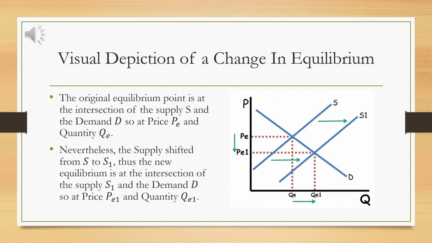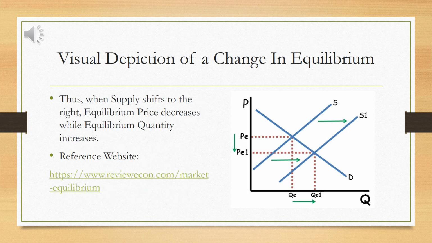Now, the original equilibrium point is at the intersection of the supply S and the demand D, so at price PE and quantity QE. Nevertheless, the supply shifted from S to S1. Thus, the new equilibrium is at the intersection of the supply S1 and the demand D, so at price PE1 and quantity QE1. Thus, when supply shifts to the right, equilibrium price decreases, while equilibrium quantity increases.